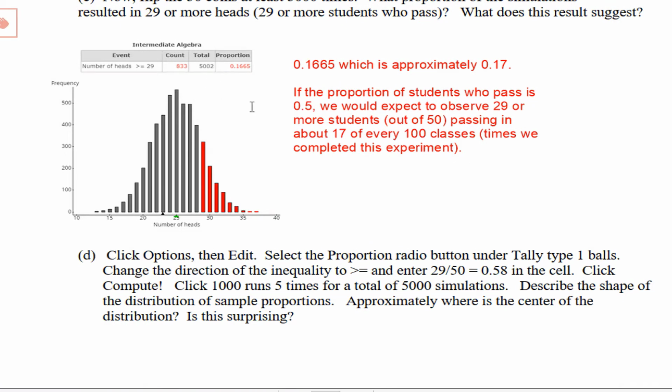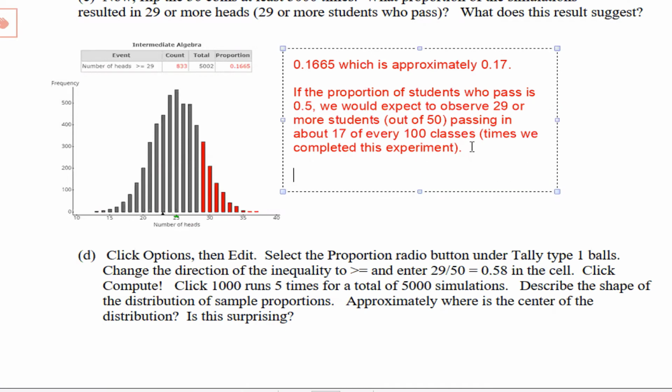Does this suggest to you that the class was effective? Because that was our ultimate goal here: was this class effective? Put another way, would you be surprised to see 29 or more passing out of 50 if the real pass rate was 0.5? I'd say no. No, you're not, right? This result is not unusual.